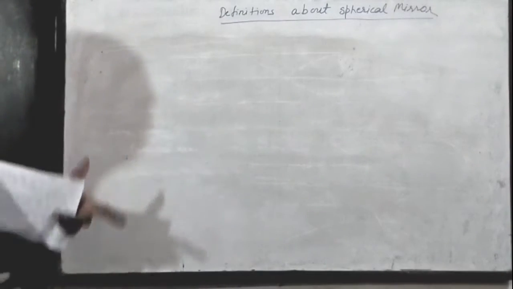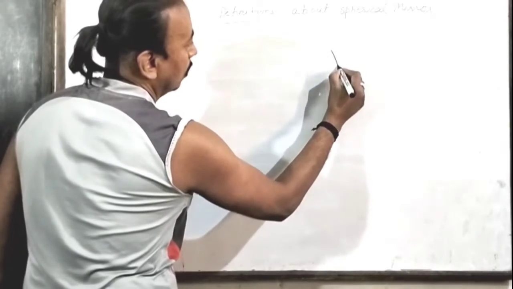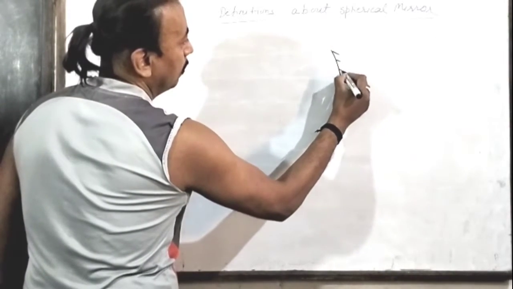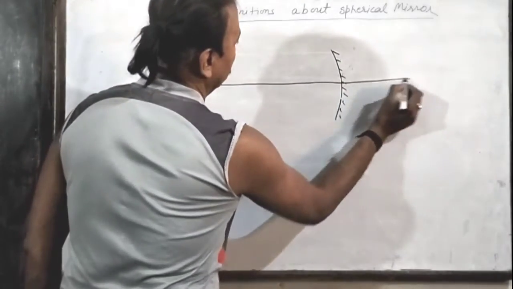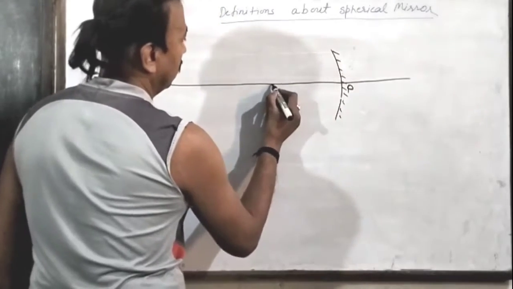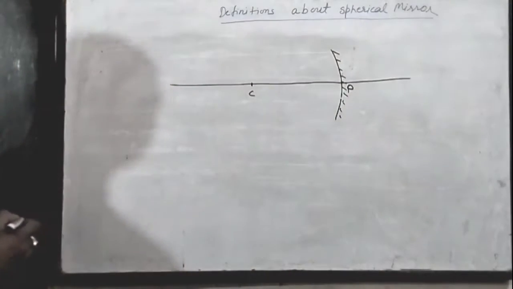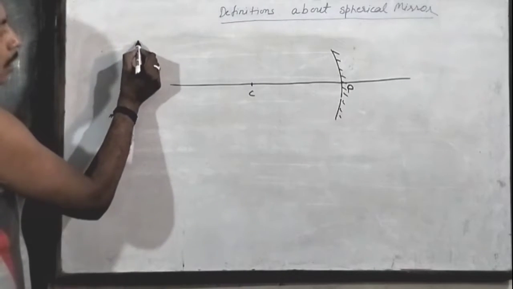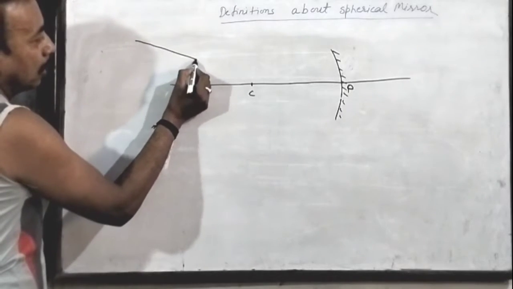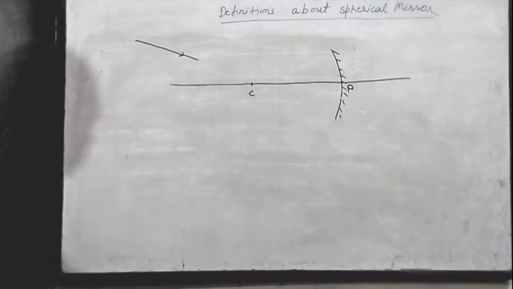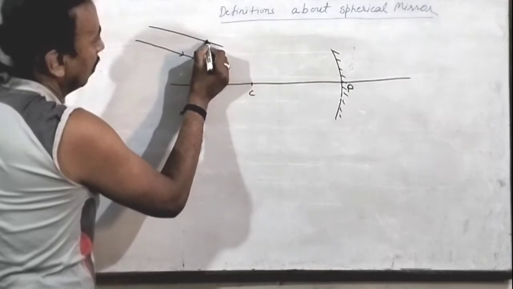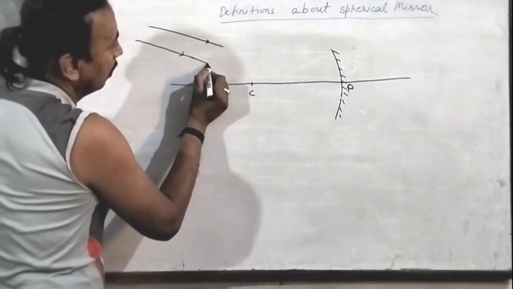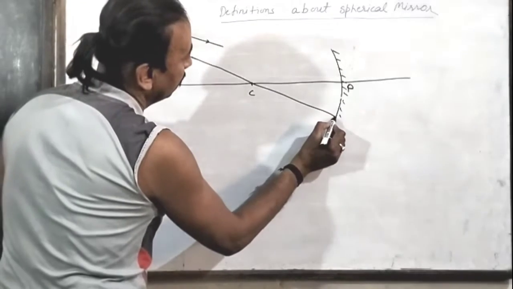The actual definition of focus is that, for any type of mirror, suppose this is a concave mirror and this is the principal axis, rays from infinity are parallel to each other. They are not necessarily parallel to the principal axis. They are parallel to each other.